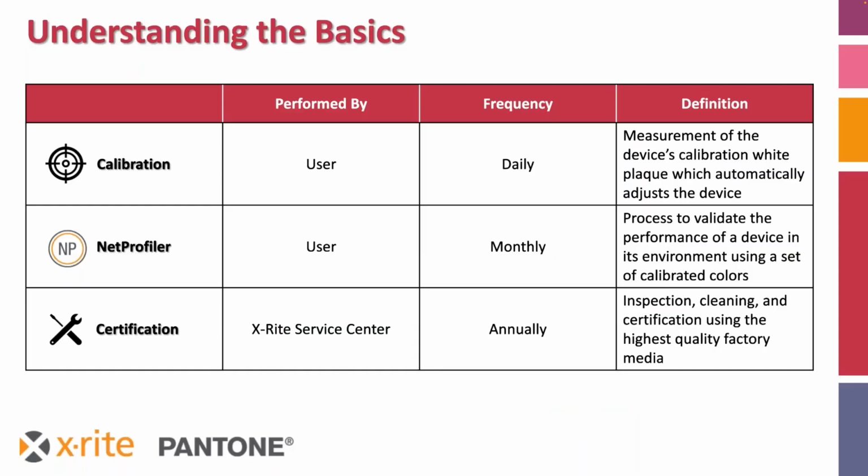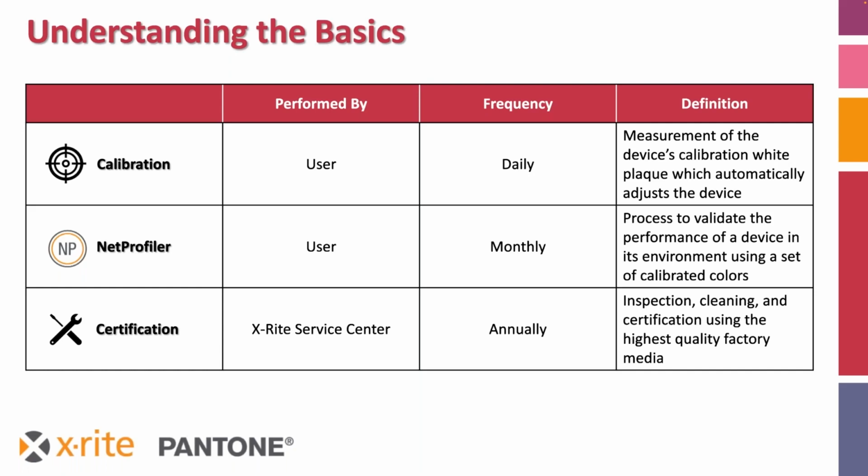Before diving in, I would like to make sure that we have a basic understanding of some terminology. First, calibration. Calibration is performed by the user daily, which is a measurement of the device's calibration white plaque, which automatically adjusts the device. The calibration frequency is controlled by the device, and some devices, such as the Exact 2, will self-calibrate.